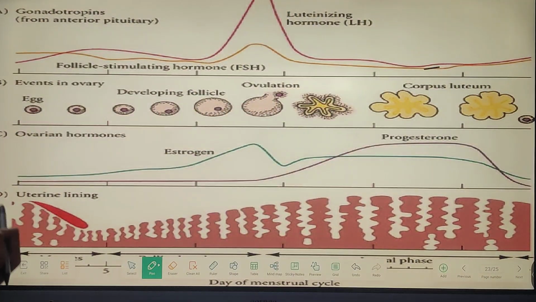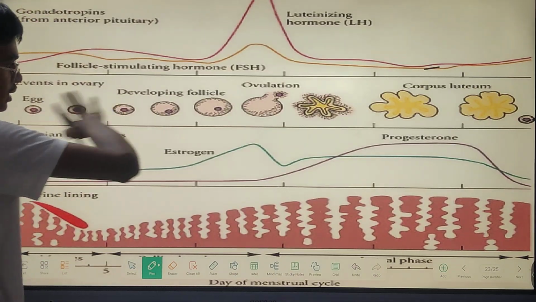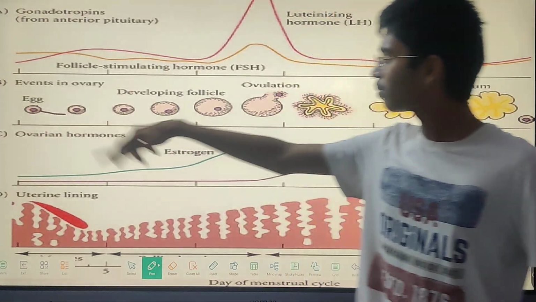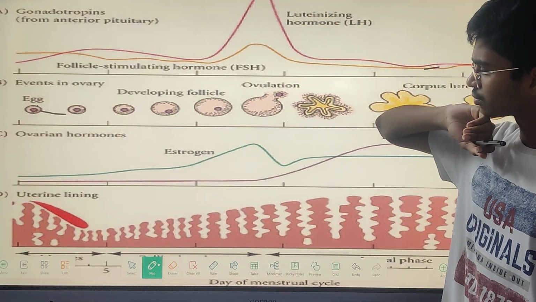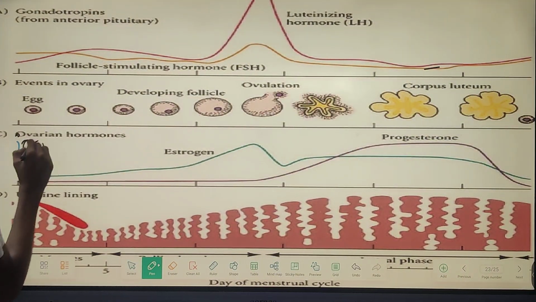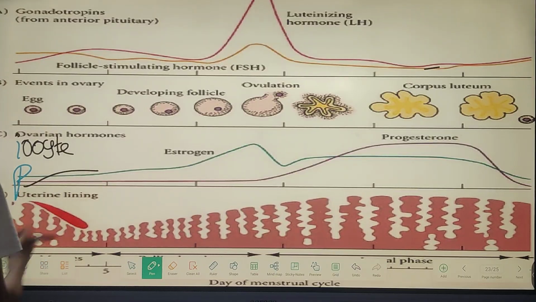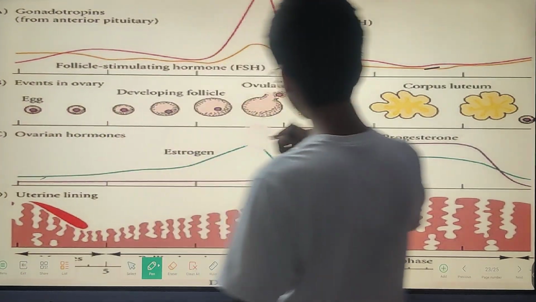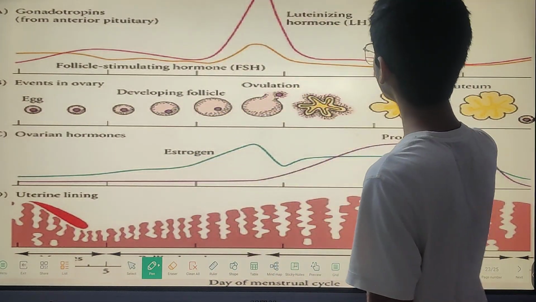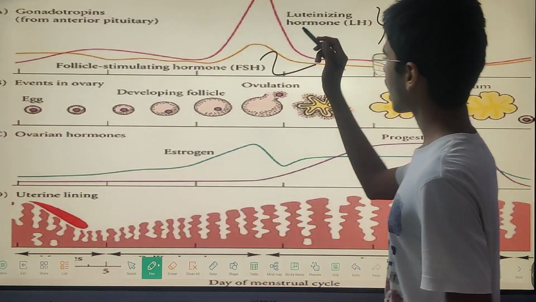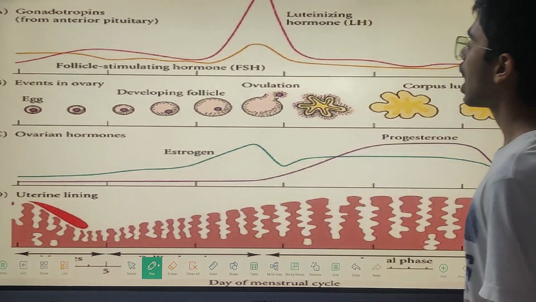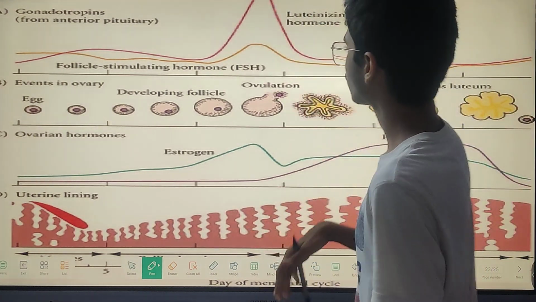Other than this, see here, this is very, very important. This is the development of the egg. From the primordial follicle, with the primary oocyte, it just develops, and then here ovulation is happening. As I said, for the development you need both LH and FSH hormones. For development you have both LH and FSH hormones.